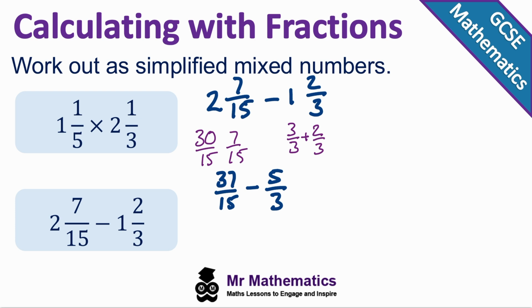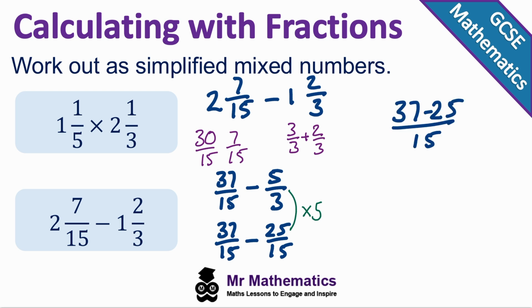And now we need a common denominator. Well, we know this 3 is a factor of 15, so if we multiply this fraction by 5, we'll have a common denominator. So we'll have 37/15 minus the 25/15. And now to simplify this, we can collect the numerator over the shared denominator, and this will give us 12 over 15.